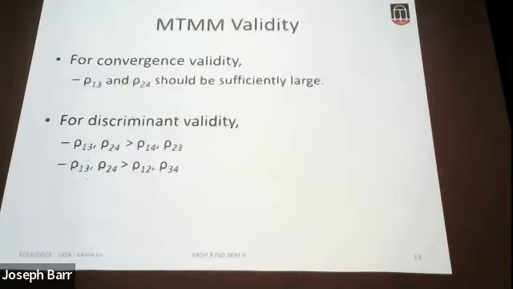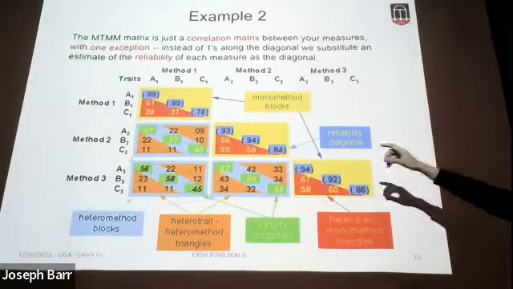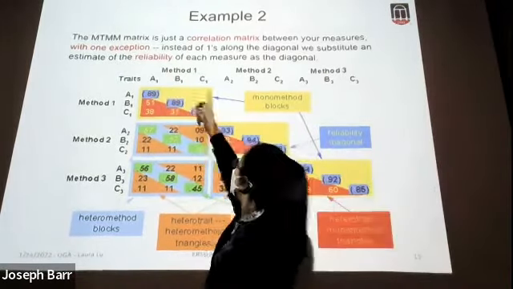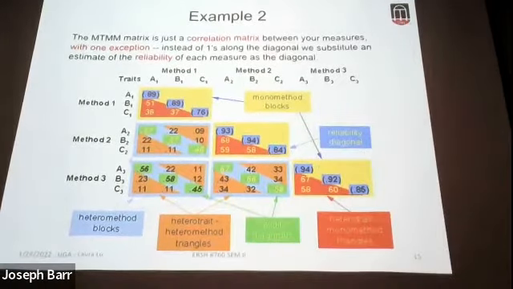Let's make this a little bit more complicated. We have a second example, also from our textbook. We have 3 methods: method 1, 2, 3. For each method, we have 3 traits: A, B, C. These are measured by the first method, these by the second method, and these 3 by the third method. So actually it's defined.